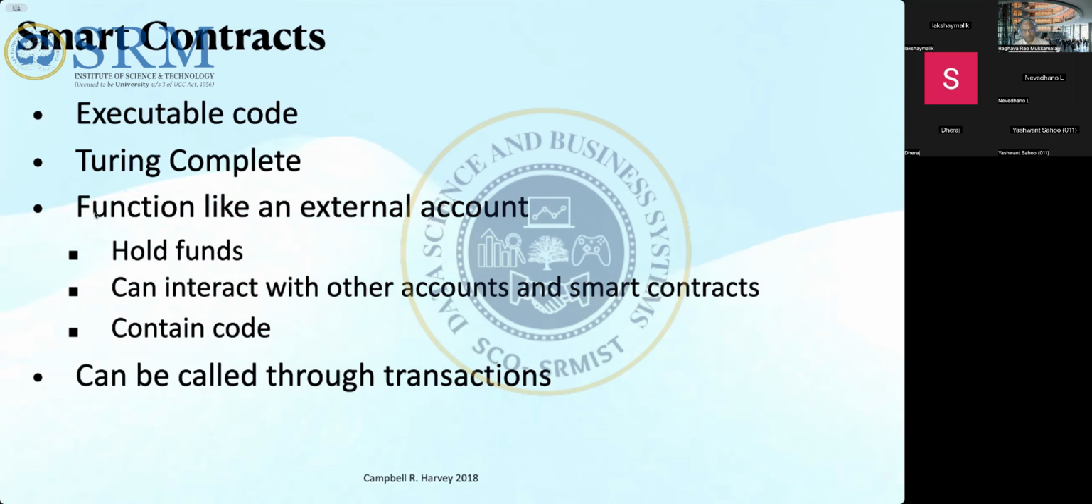And smart contracts function like an external account: they hold funds and can interact with other accounts and other smart contracts. So they can send money to the accounts, transfer money to the accounts, or invoke smart contracts from other contracts and things like that. They contain code, and the way to invoke them is through a transaction, right?